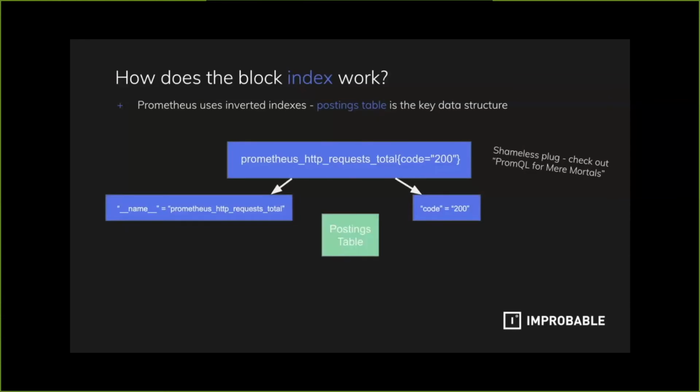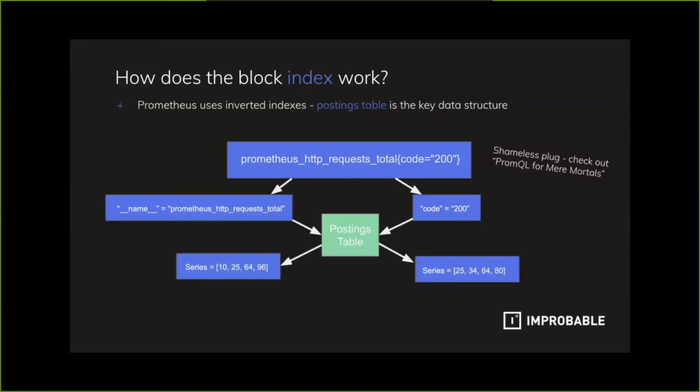And we are saying, please return to me all of the time series that contain these two labels. So what the postings table does is maintain a mapping of labels to time series references that contain this label. Now we know which time series have each label set. How do we know which time series have both of these labels set? And that is as simple as taking the intersection of these references. Simple. We then use these time series references to fetch the chunks to satisfy our original query.